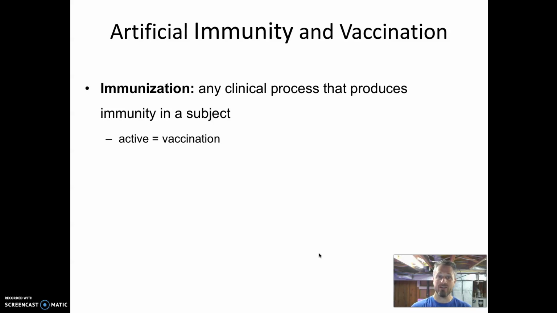If it's an active process, we call that vaccination. Whereas if it's a passive process, we call that immunotherapy. So in passive immunizations, we provide preformed antibodies to a patient. Whereas in active vaccination, we provide the antigen to a patient and they develop the long-term immunity. They learn to make the antibodies. So we really want to focus on vaccination in this video.